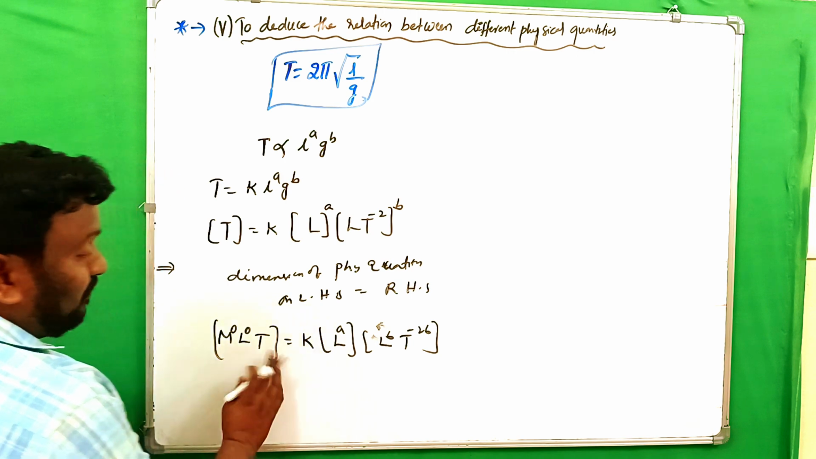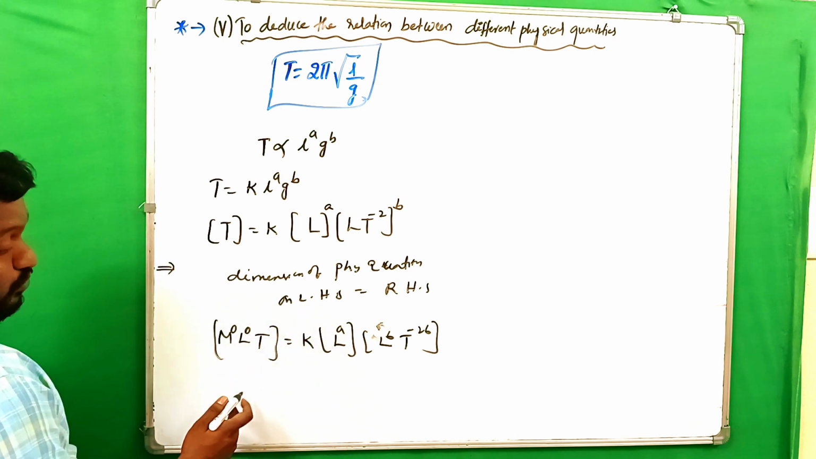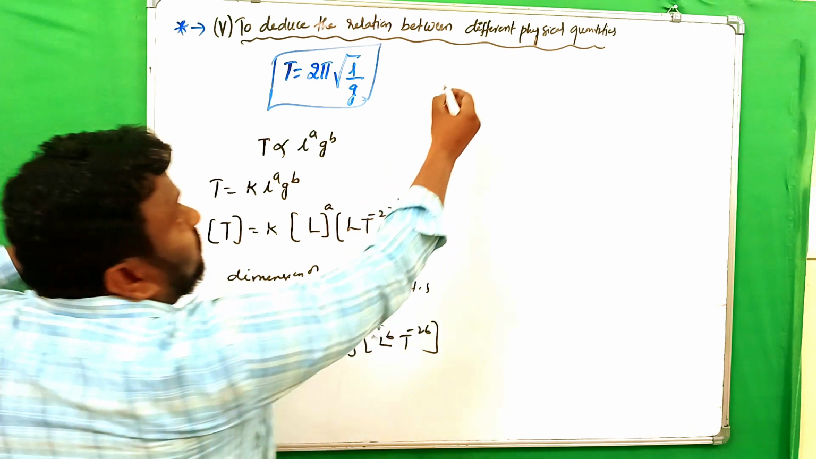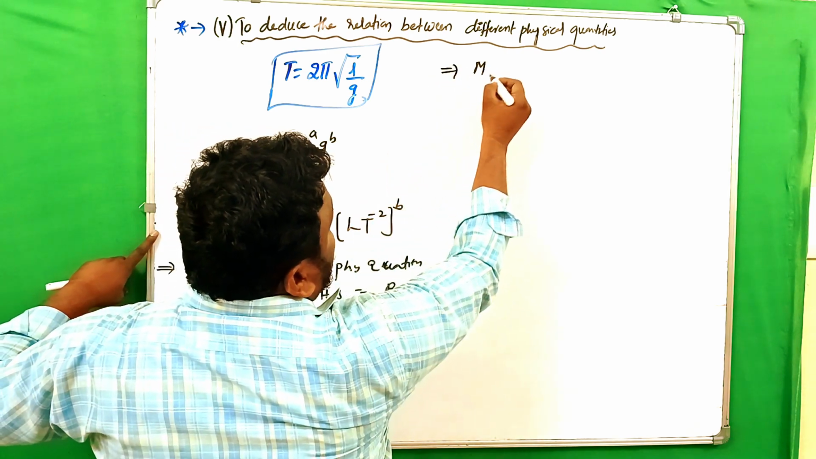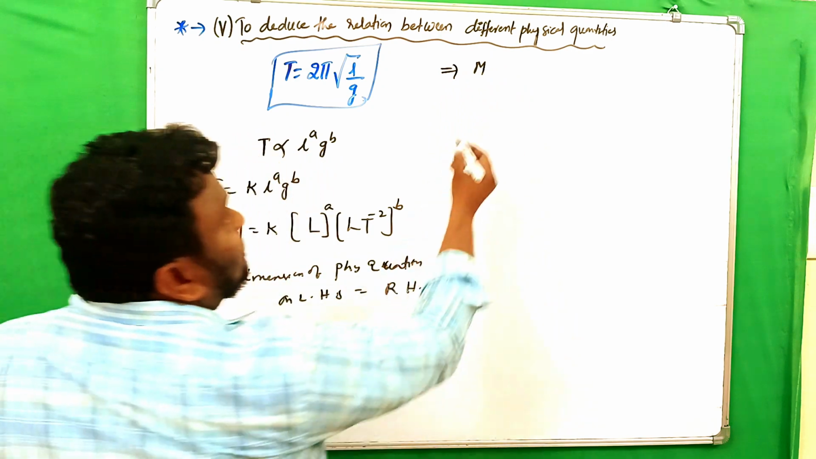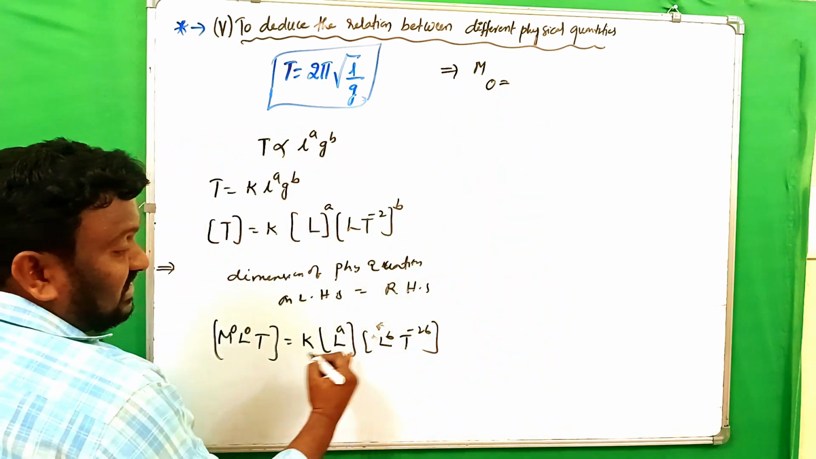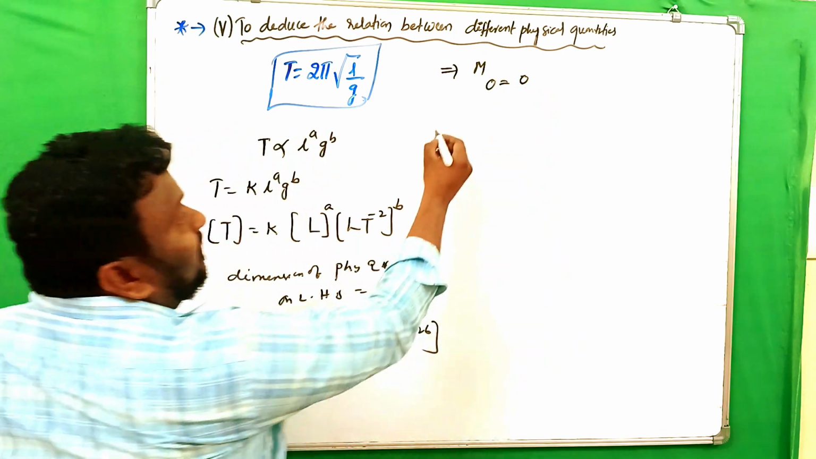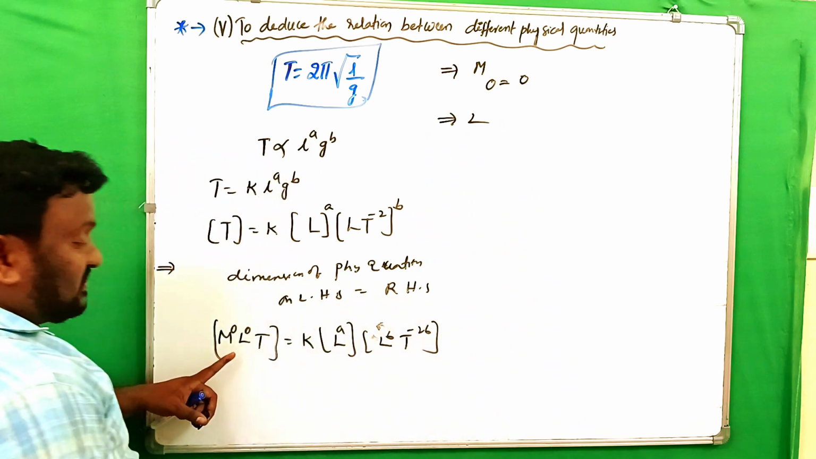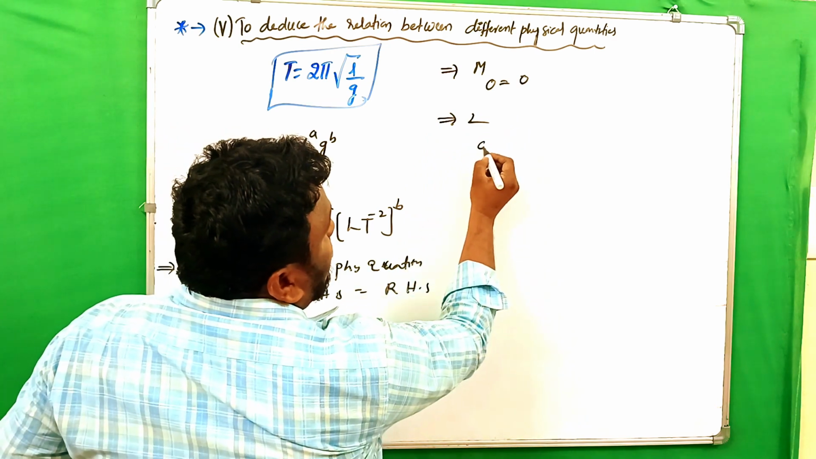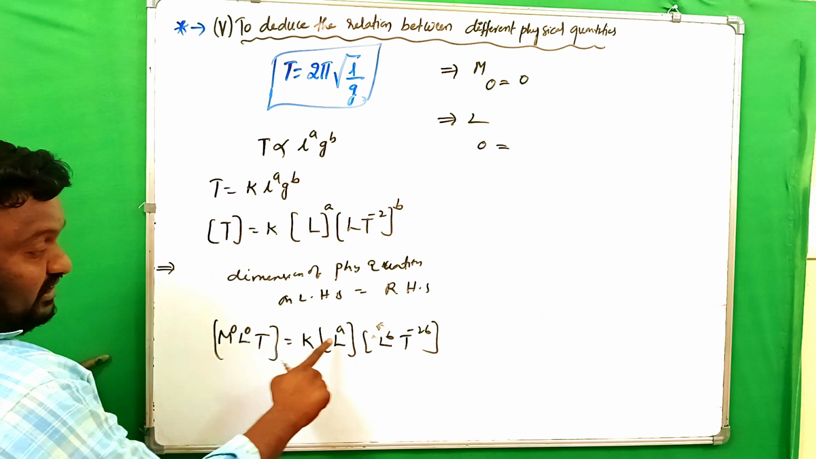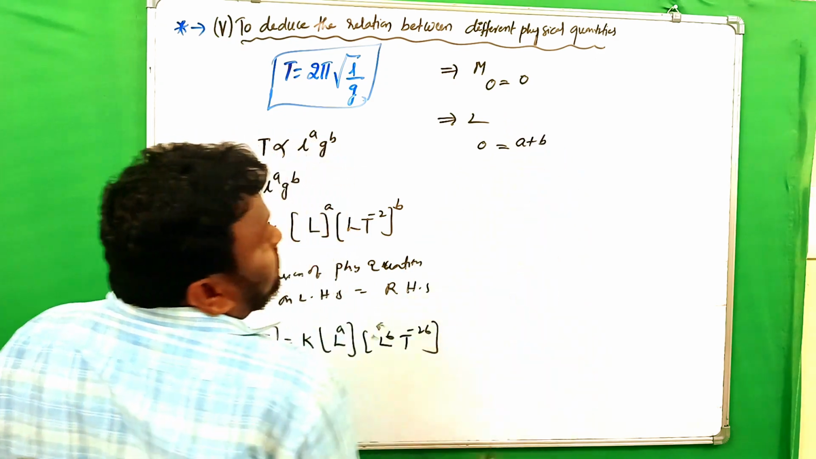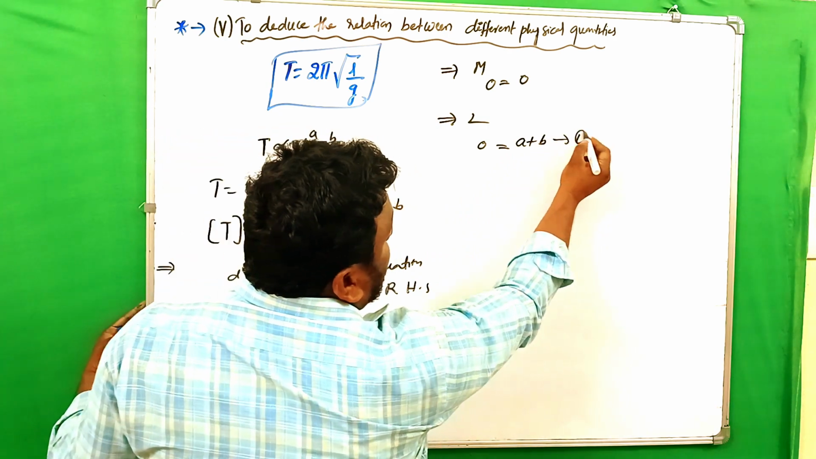Clear? Now we can compare the dimensions of M, L and T on both sides. So first for M, on LHS what is there? 0 is there, and in this case also there is no M, that's why simply we write 0. And now for L, dimensions of L on both sides, L to the power of 0 equals L to the power of a, L to the power of b, that means 0 equals a plus b. Now this is equation number 1.